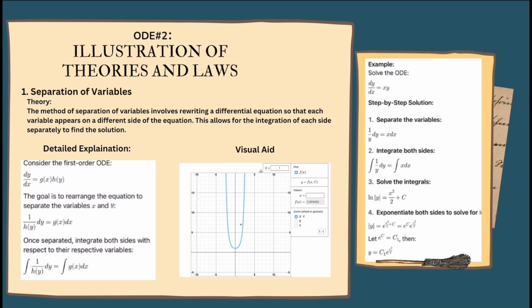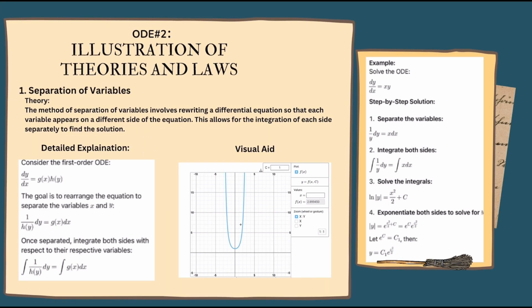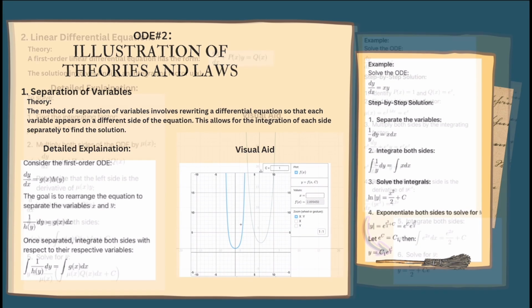Firstly, we consider the first order ODE, where the equation appears as dy/dx equals g(x)h(y). Then, our goal is to rearrange the equation to separate the variables x and y. Once separated, integrate both sides with respect to their respective variables. The last step is to exponentiate both sides to solve for y. This graph acts as a visual aid for the example given, which is dy/dx equals xy.